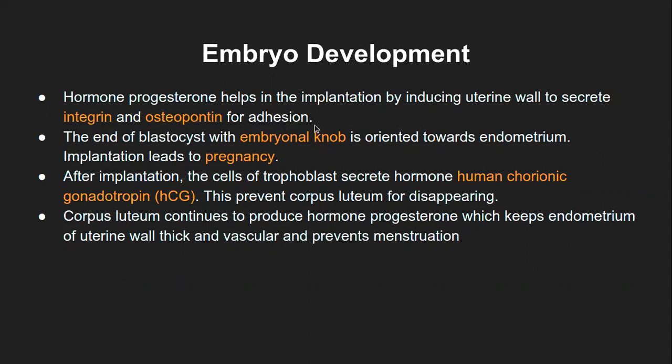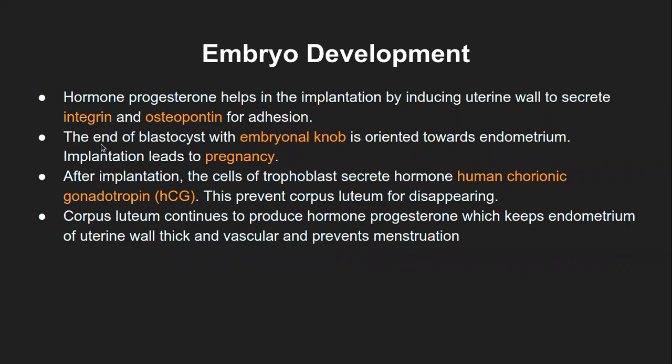Osteopontin is required for the cell-cell adhesion. Cell-cell adhesion means sticking of the cells with each other. That is where the osteopontin is required. And integrin is not actually a hormone. It's actually a kind of protein structure. Integrin proteins will also be secreted, so that they can hang on to the cell membranes of the other cells. So both of these together, integrin as well as osteopontin, will help the blastocyst in the implantation into the uterine wall.